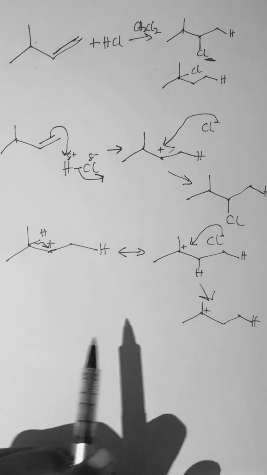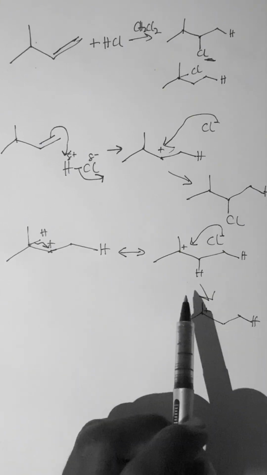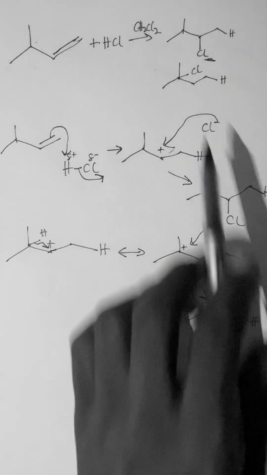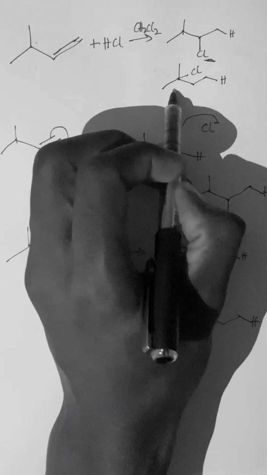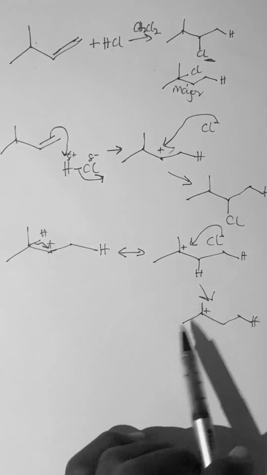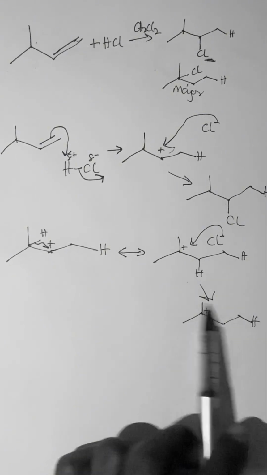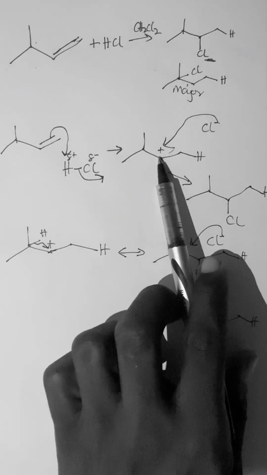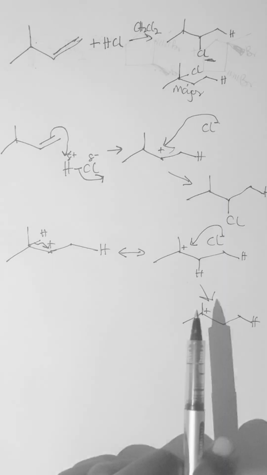Now, from the question, it says that we should determine the major product. Now, you see that between these two, this molecule will be the major product. The reason is because it is coming from a tertiary carbocation. Tertiary carbocations are more stable than this, which is a secondary carbocation.